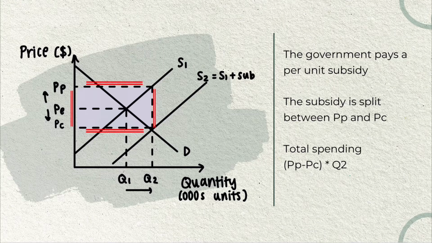So the purple box here illustrates the total government spending. We can calculate this by taking the per unit subsidy of $5. This is the distance between PP and PC. And then we multiply this by the new quantity of Q2.